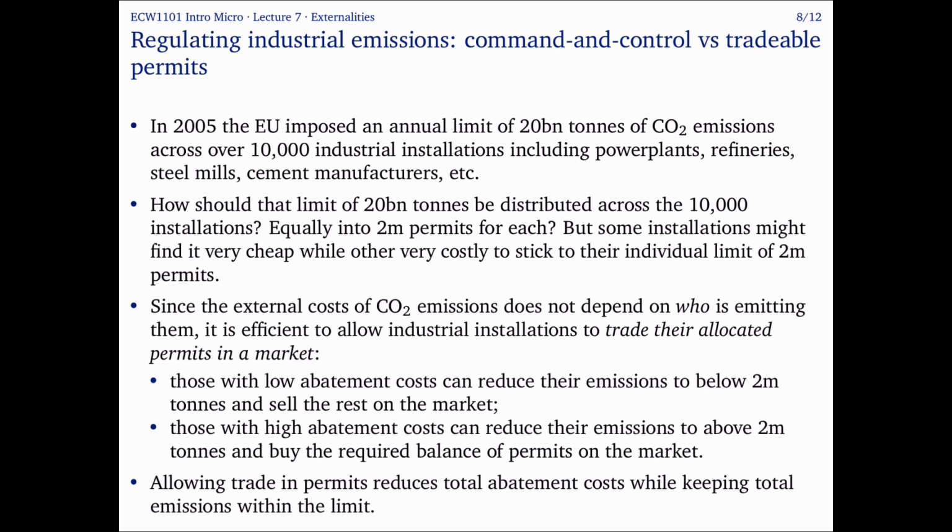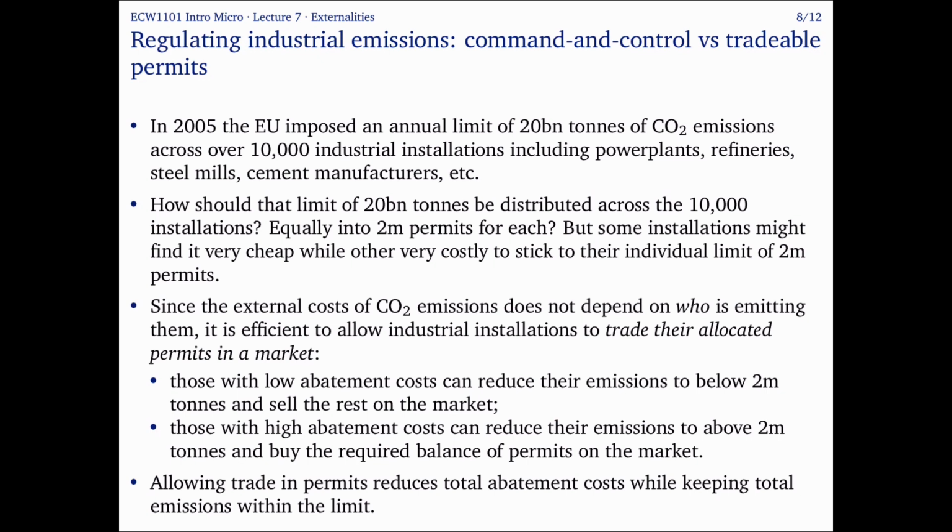Okay? Now, then there is a question. So this is quantity regulation, a total cap on CO2 emissions for the whole of these 10,000 industrial emitters, power plants, refineries, and so on, steel works. So the question is, how do you allocate this limit of 20 billion tons of CO2? So the naive way is to just allocate it equally across all polluters. A moment of thought will make you realize that that's a very poor way of allocating the emission cap, right? Because surely some plants emit more than others.